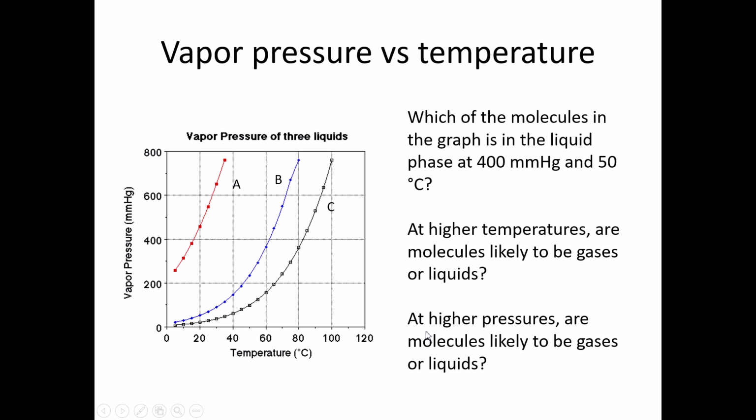At higher pressures, are molecules likely to be gases or liquids? Alright, so let's think about what's happening with the vapor pressure. Now, the vapor pressure here indicates the pressure from the molecule as it's creating gas molecules. So as we have higher pressures of the gas molecule, we know that more of it is being vaporized. But what's happening if the pressure comes from the outside? As we increase pressure on the outside, it's going to push molecules closer together, and they're more likely to be liquids.